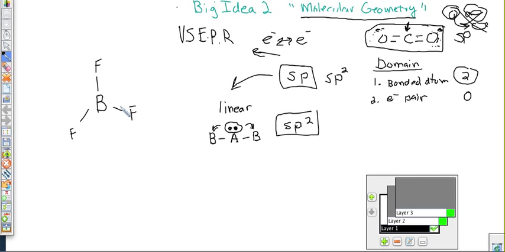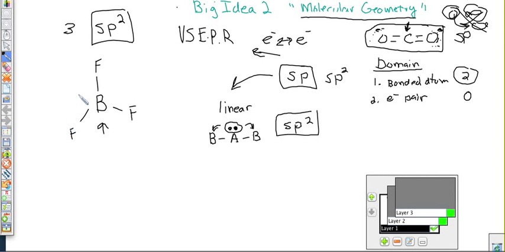But if we look at boron right here and look at our rules, we have 3 bonded atoms and no electron pairs. So that would give us an s, there's 1, so we have 3, and then we have 2 p's. So sp2 is our orbital hybridization, and we have no lone pairs. So this would be the shape made by an sp2 with all bonded atoms and no electron pairs. So what shape would that be?